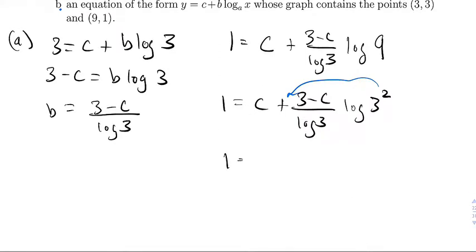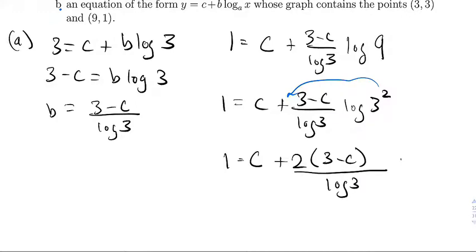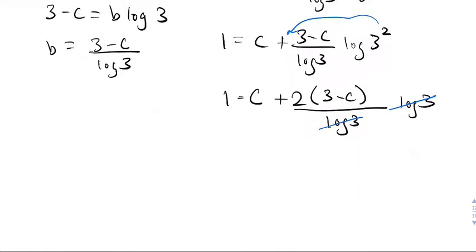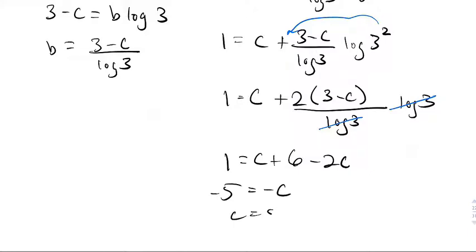So now we have 1 equals c plus 2 times parentheses 3 minus c. Then on the bottom we have the log of 3, and on the top we have the log of 3. So what do you think happens? This cancels that. So then we have 1 equals c plus 6 minus 2c. So subtract, and we get negative 5 equals negative c, so then c equals 5.